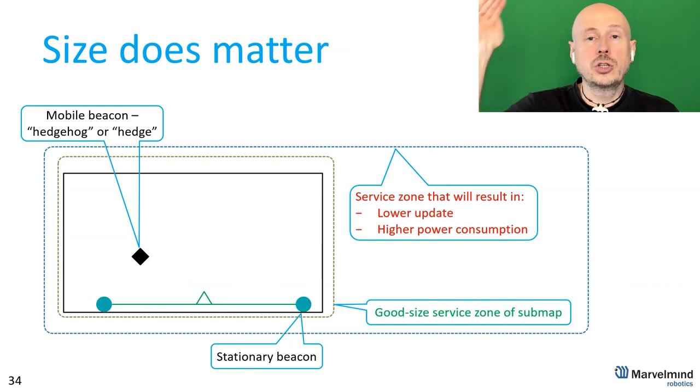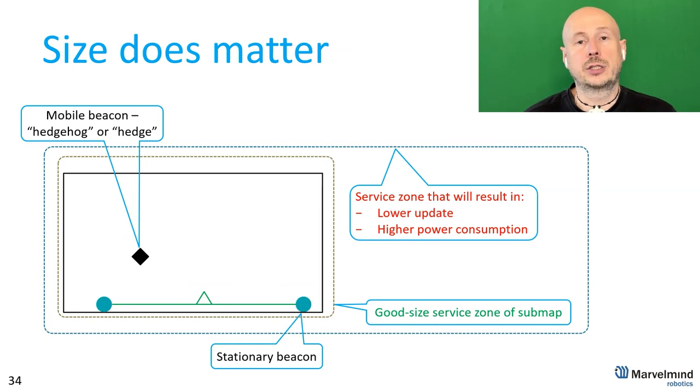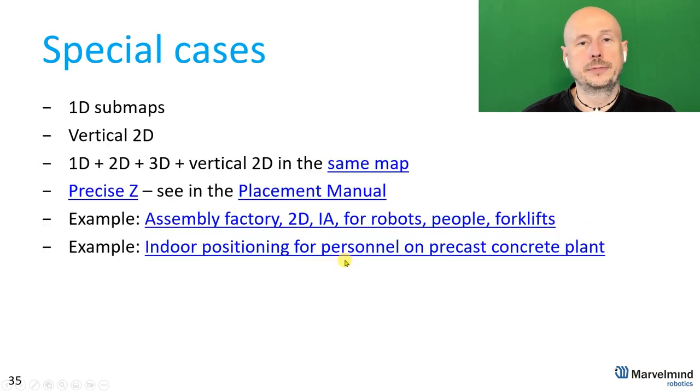And in this case, you can increase your update rate significantly, like 2-3 times easily, simply because you specify the service zone. So it's very useful, and always use a service zone when you build even a single submap, because it will increase your update rate. So this is a good service zone, and this is a bad service zone because it's too large. There's no point, because this is your room, for example. There are many special cases.